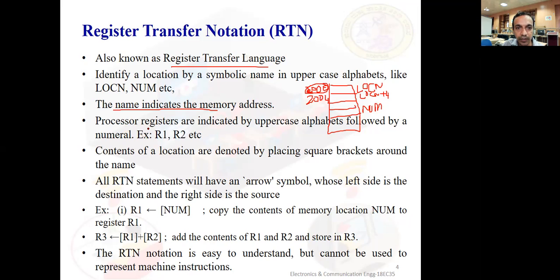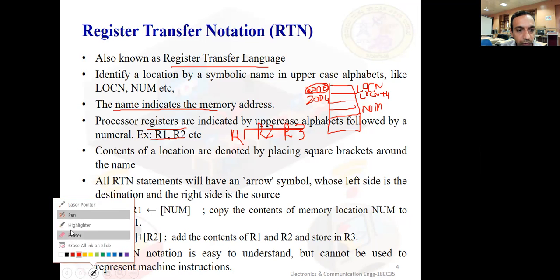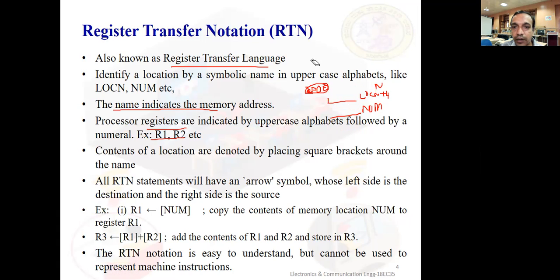Processor registers are indicated by uppercase alphabets followed by a numeral. Usually we use the letter R. Suppose you have two registers in a processor, then we call them R1, R2. If you have three registers in a processor, then you can call them R1, R2, R3, etc. So you have certain notations in RTN to represent these. This is how we do that.